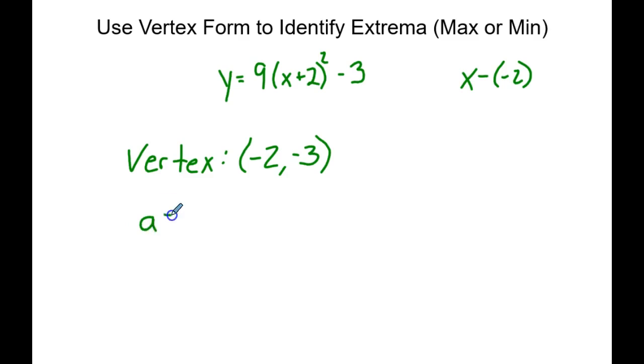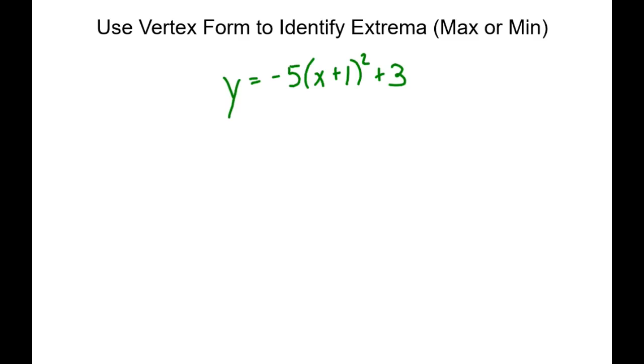Now we look at our a value. The value multiplied out in front is 9. So again, that is a positive value. The graph is going to open up. So the vertex is going to be the minimum value for that graph. So identify what our h and k values are, the x and the y coordinates for the vertex. Use the a value to determine whether or not it is a minimum or a maximum. It's a minimum in this case.